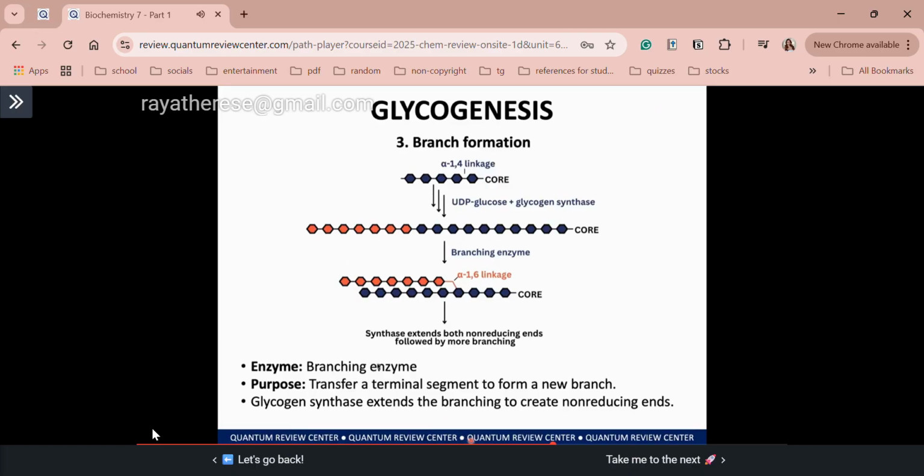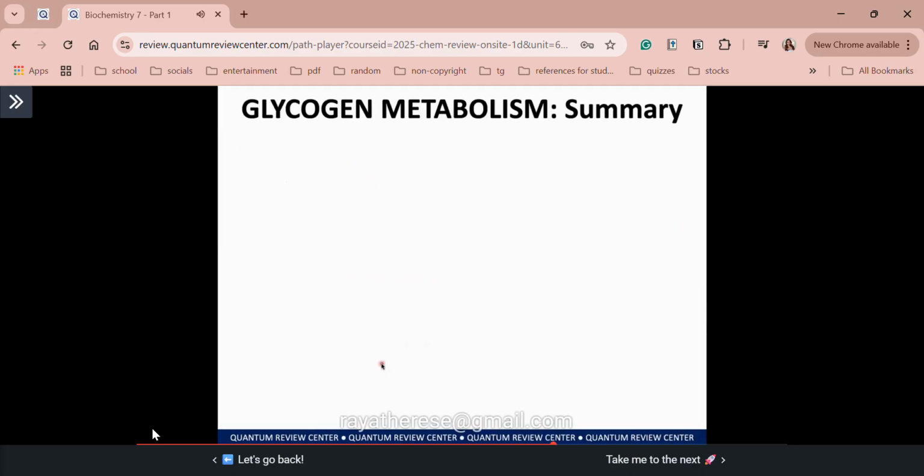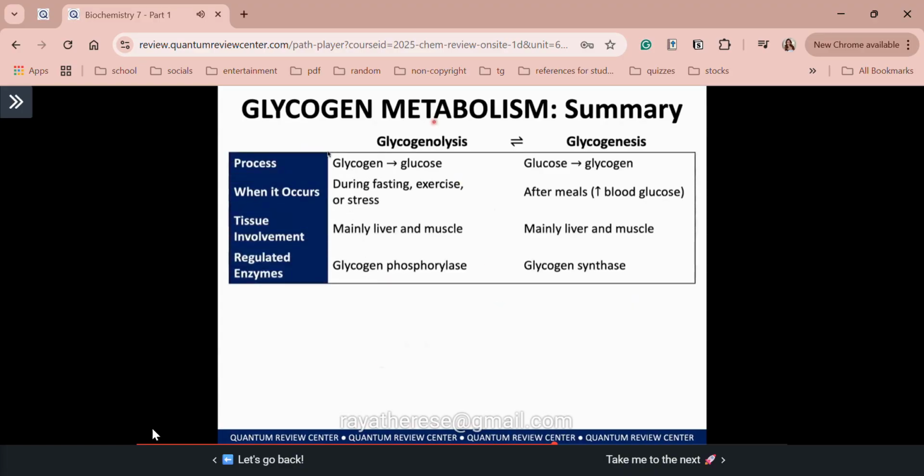Okay class, are we ready with our summary? To summarize your glycogen metabolism, these are the important information that you need to know. First, with glycogenolysis, again, our process is breakdown from glycogen to your glucose monomeric units. And again, it is active when we need a lot of glucose concentration. So that's when you are fasting or when you are exercising or you're under stress. Are you under stress now? So meaning, glycogenolysis is activated.